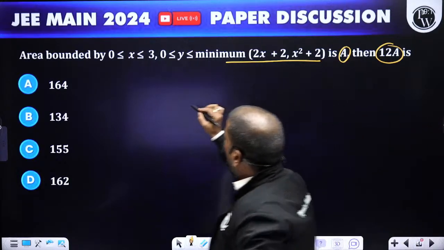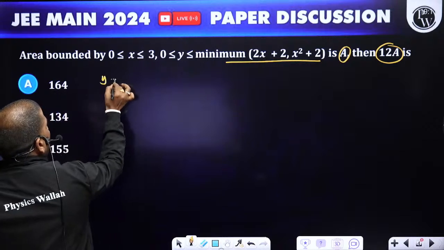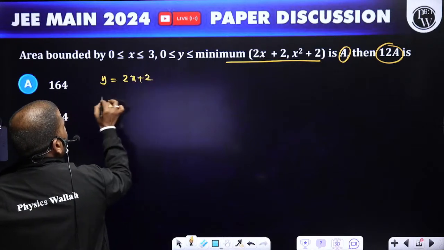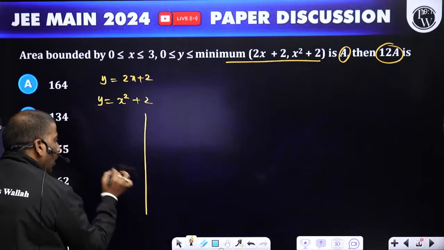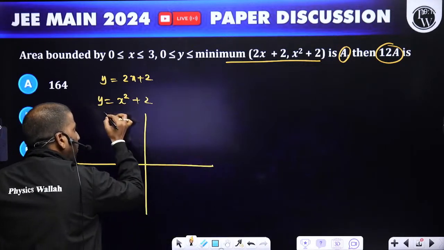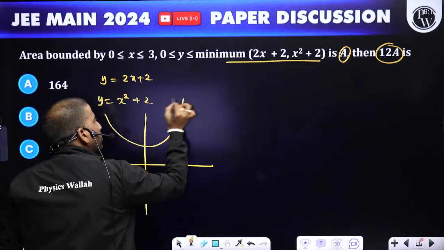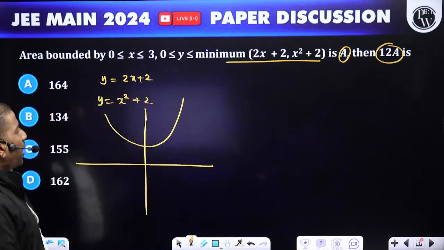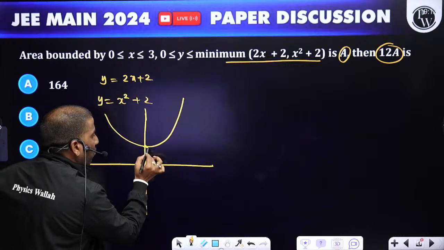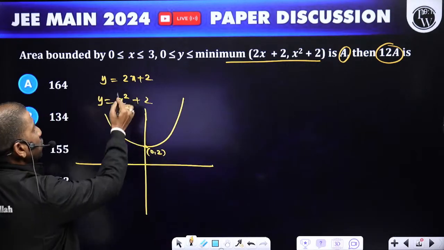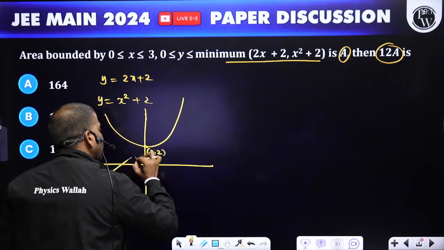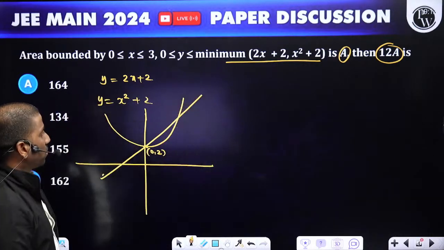So minimum of y is equal to 2x plus 2, that is one curve. y is equal to x square plus 2 is another curve. So let us check. x square plus 2 is the curve. It's a parabola, right? Upward parabola, which is meeting y-axis at 0, 2 when we put x is equal to 0. And y is equal to 2x plus 2 will also be like this, right? So this is what it is.